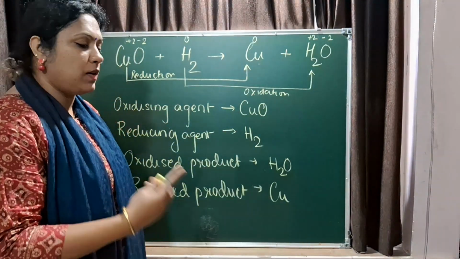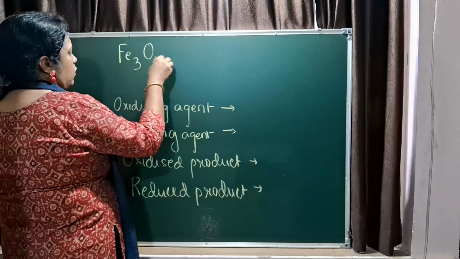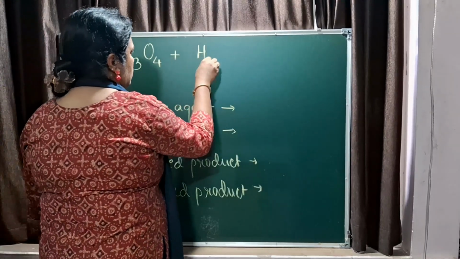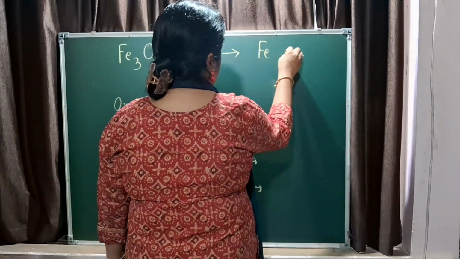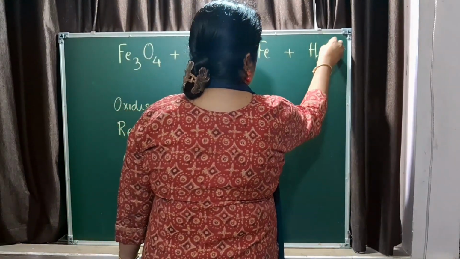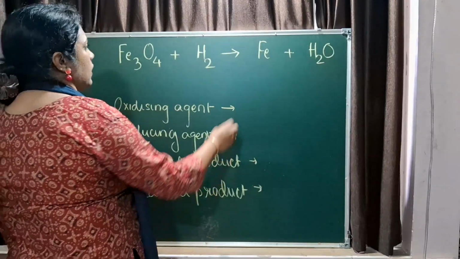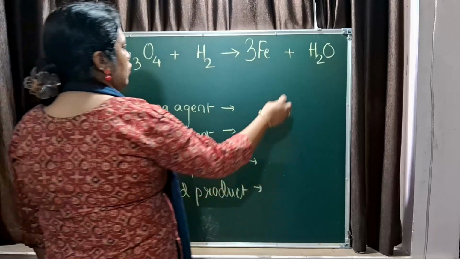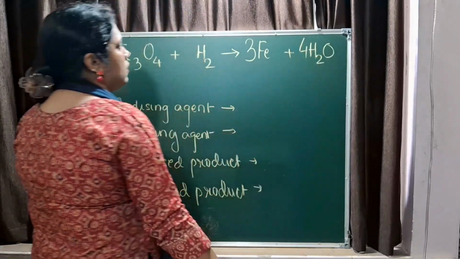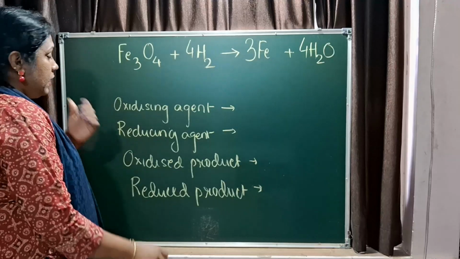Understood? Let us see one more example. Fe3O4 plus H2 gives you Fe plus H2O. Balance the reaction, children. Now here you can see Fe3O4, right? This is a balanced reaction. Fine. Now what is happening?